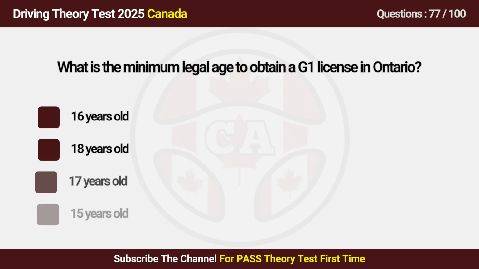Question 77. What is the minimum legal age to obtain a license in Ontario? A. 16 years old. B. 18 years old. C. 17 years old. D. 15 years old.